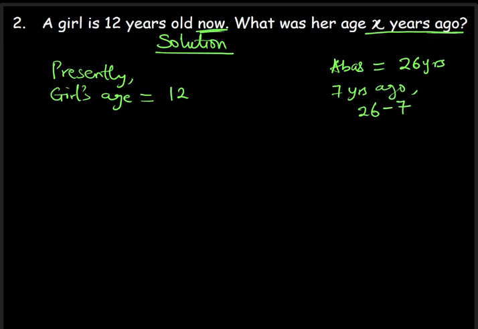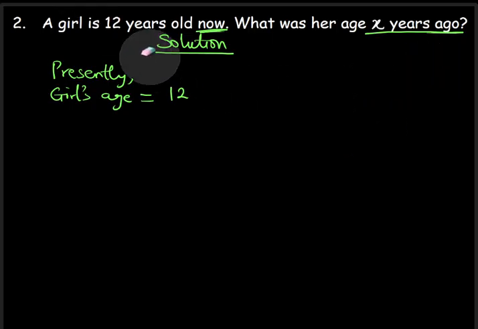The present age minus the number of years you are going back. And then if you are looking at how old you will be in so many years' time, then you'll be adding that to the age. So that's the same principle we are going to apply here. So what do we have?